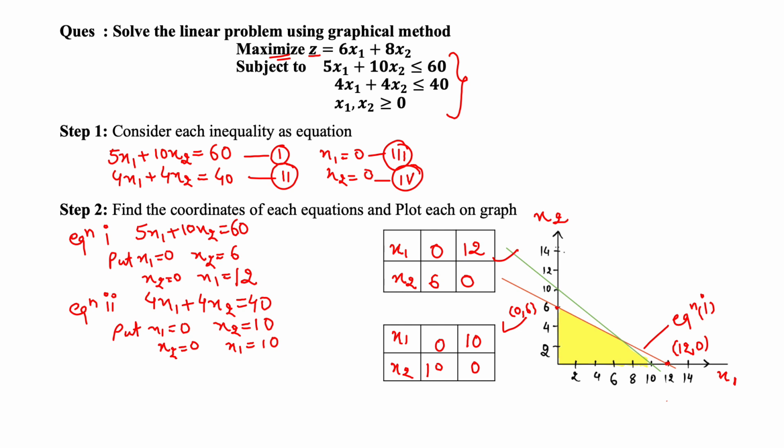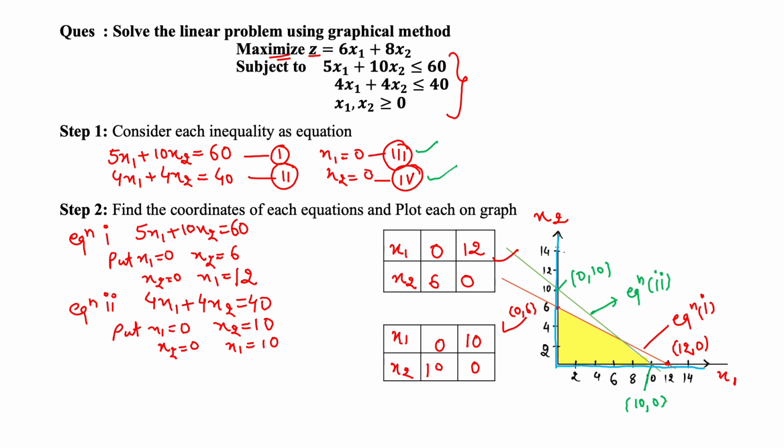Similarly, for line 2, this point is 0, 10 and this point is 10, 0, and this line we are getting from equation 2. Then the third and fourth equations will give us these lines: x2 equals 0 is this line and x1 equals 0 is this line.